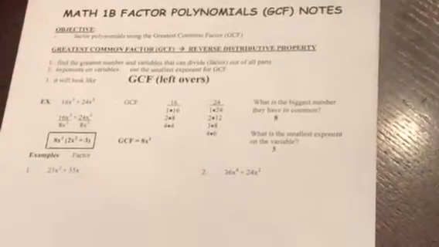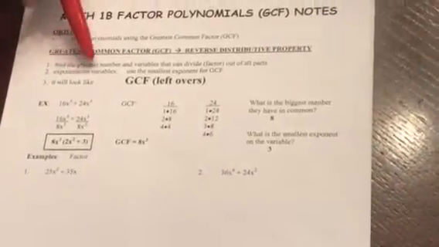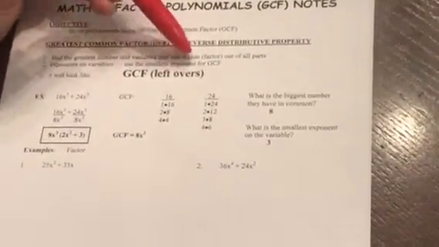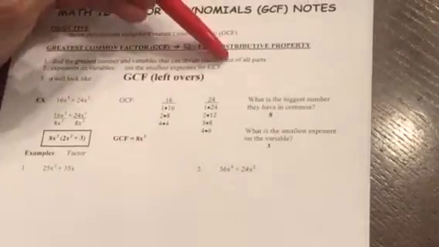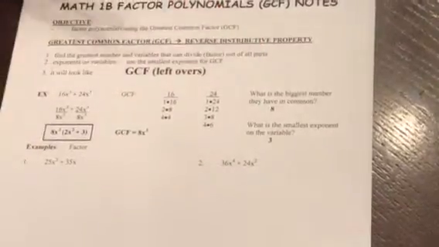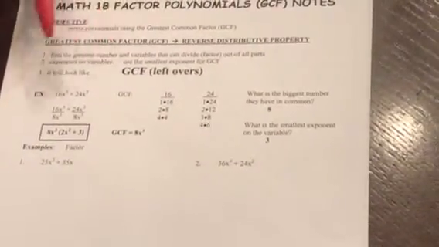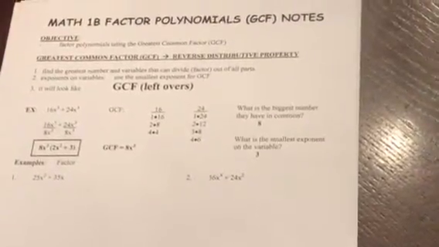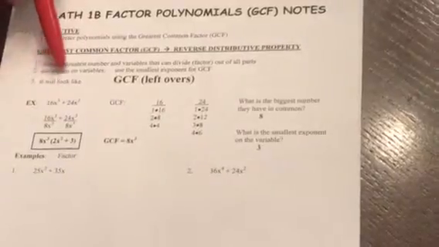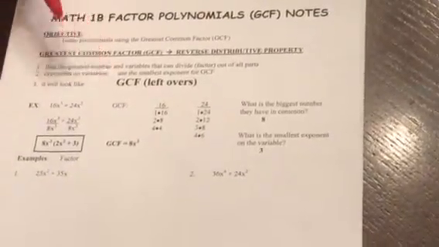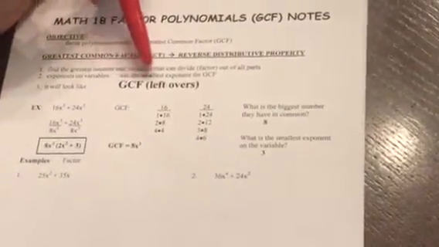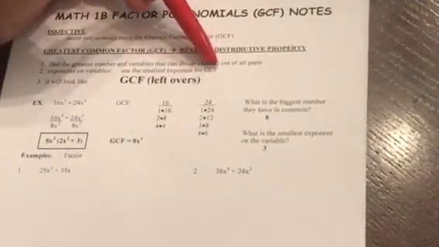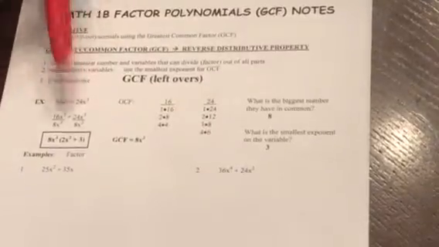The two steps we're going to work on: we want to find the greatest number and variables that can divide or factor out all parts. When we're factoring, we're trying to break the problem down into its smaller parts. With the exponents on our variables, we want to use the smallest exponent for the GCF. I will explain that in more detail when we go through the example.